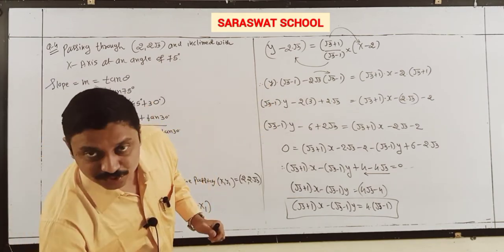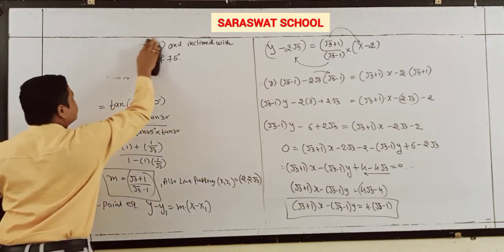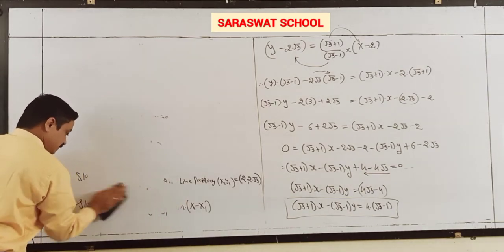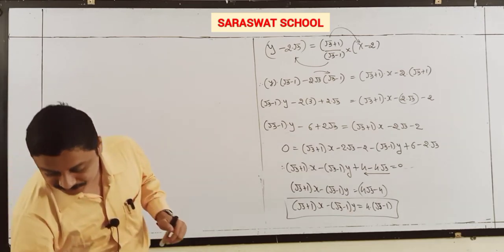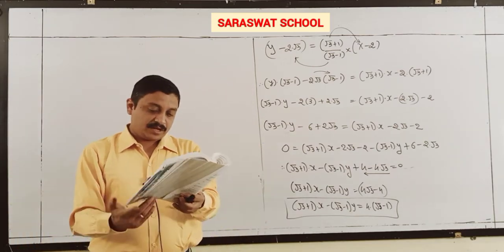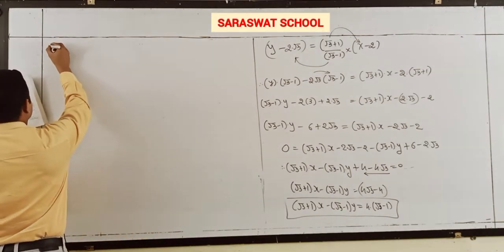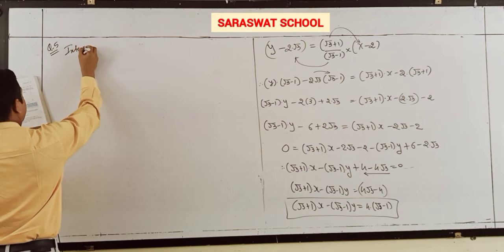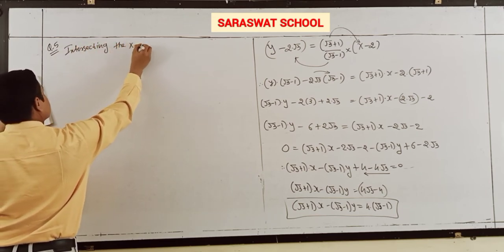Now I continue, students, with the same kind of question, number 5. That is also a very simple question. It is important. So my fifth question is: intersecting the x-axis. Yes, question number 5.